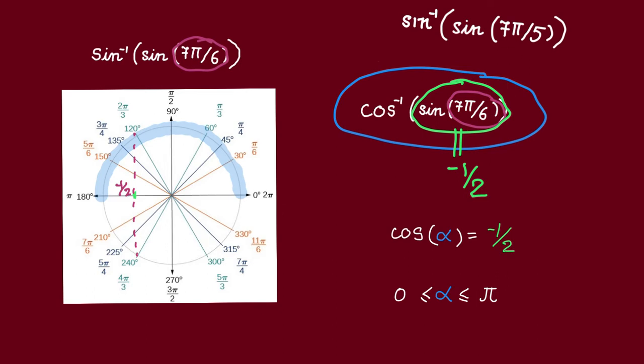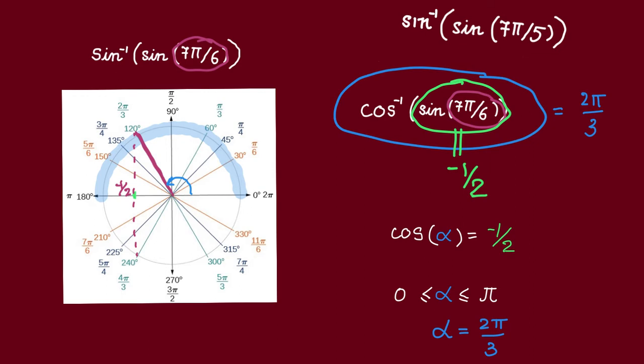This means that the x-coordinate of the tip of its terminal ray must be minus 1/2. So the terminal ray must be either this ray or this ray. Only this ray lies inside our region of interest, so it must be this ray. But there are many angles with this same terminal ray, and we have to pick the one that lies between 0 and pi. Which one is that? Well, that would be 2 pi over 3. So alpha is 2 pi over 3, and cosine inverse of this is 2 pi over 3.